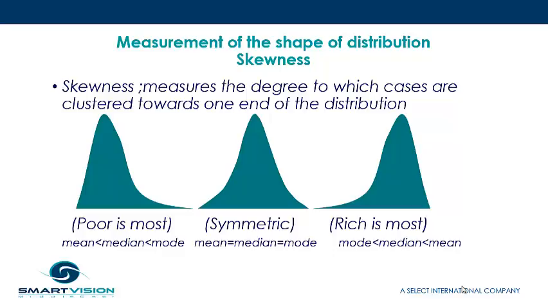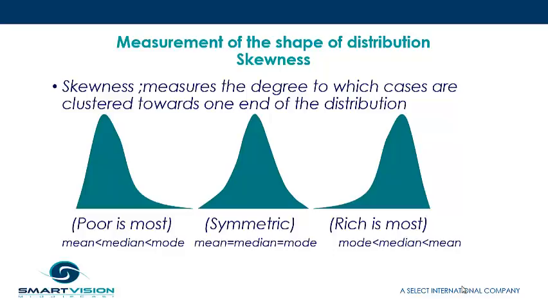If the mode is smaller than the median and the median is smaller than the mean, then the majority of data values are distributed on the right-hand side of the mean. But if the mean is smaller than the median and the median is smaller than the mode, then the majority of data values are distributed on the left-hand side of the mean.